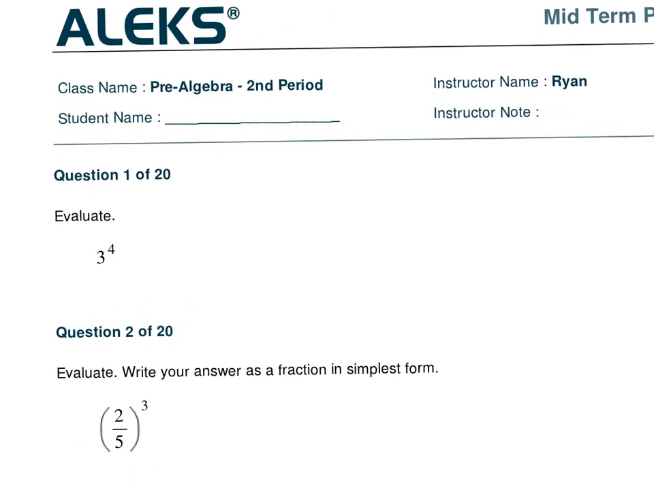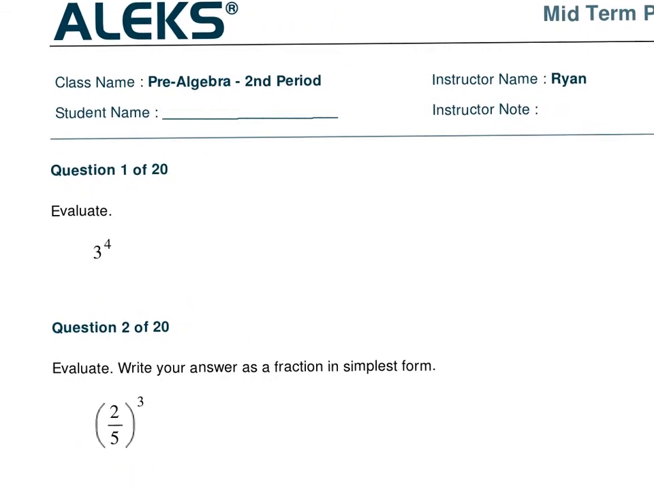Okay, so we are looking at the PreAlgebra midterm practice test, and question 1 asks us to evaluate 3 to the 4th power. So basically evaluate or simplify, or what is 3 to the 4th power? With our exponents, remember we're taking the base times itself, however many times our exponent is. So we have 3 times 3 times 3 times 3.